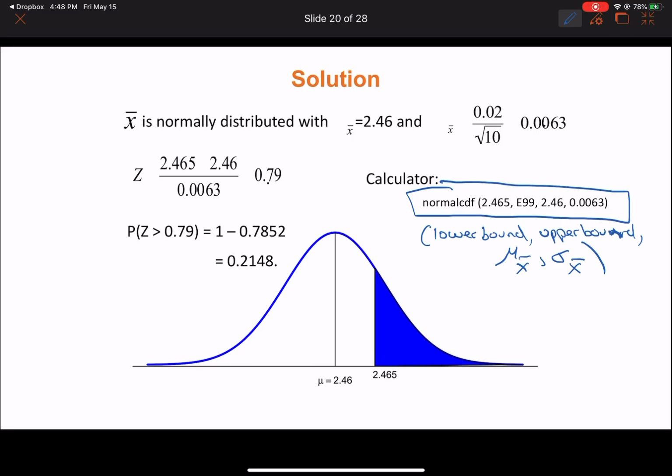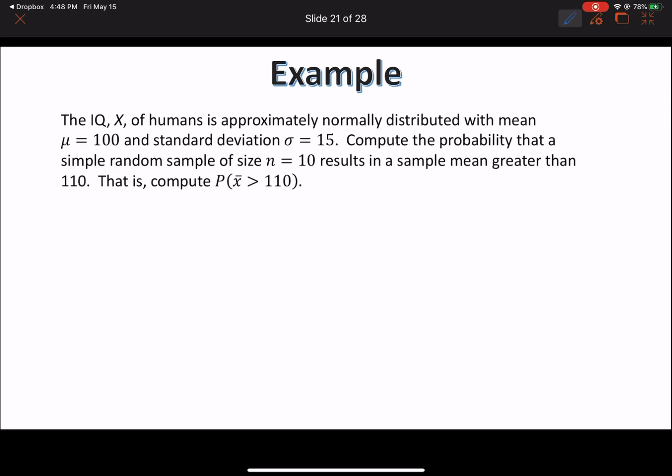Okay, let's move on. I would like you to try this one using exactly the method that I just did on the other one. You can either use z-scores with the z-table, or you could just use your calculator. The IQ of humans is approximately normally distributed with a mean mu equals 100 and standard deviation sigma equals 15. Compute the probability that a simple random sample of size n equals 10 results in a sample mean greater than 110. That is, compute the probability that x bar is greater than 110. So go ahead and pause this, try to do this problem on your own, and we will come back and do it together in just a moment.